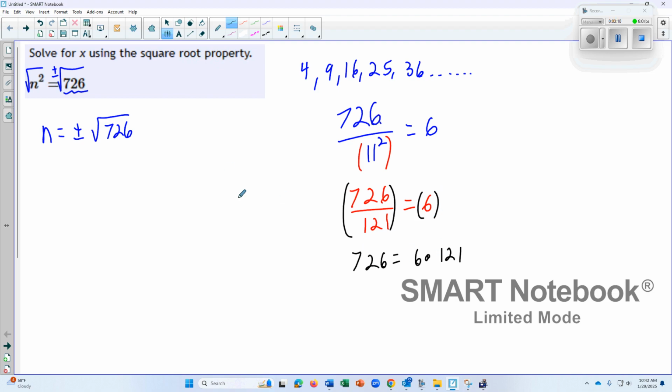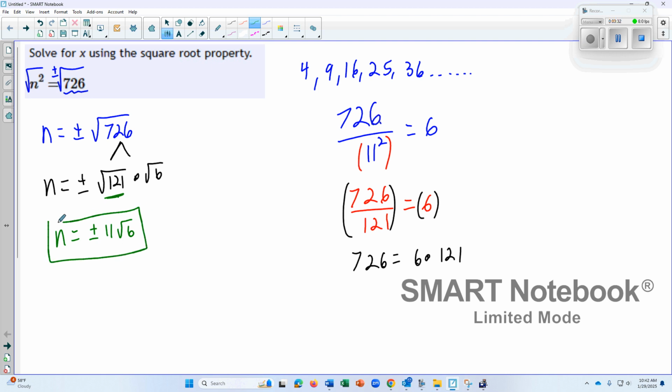And so what I can do, that will tell me now what I can split this into. So I'm going to have n equals plus or minus the square root of 121 times the square root of 6. And so the square root of 121 is a perfect square. It's 11. So n equals plus or minus 11 square root of 6. So that's kind of a little trick to deal with those larger numbers, is you can put it in the calculator like that. There are other approaches.